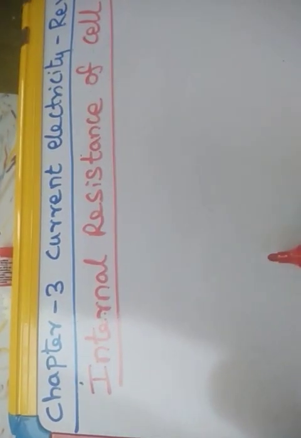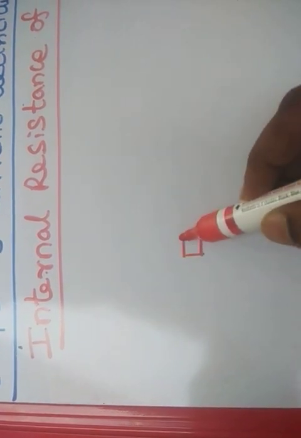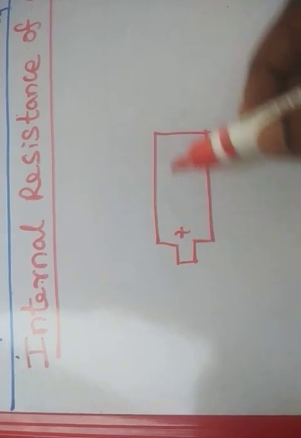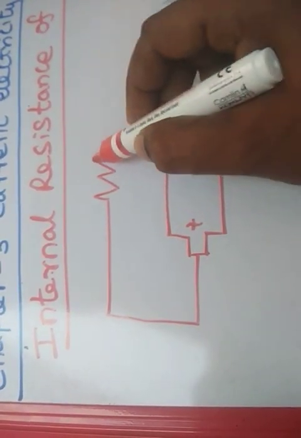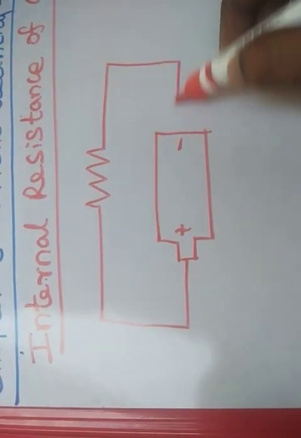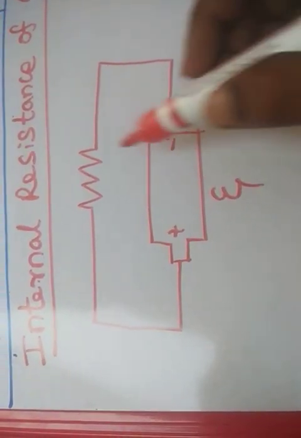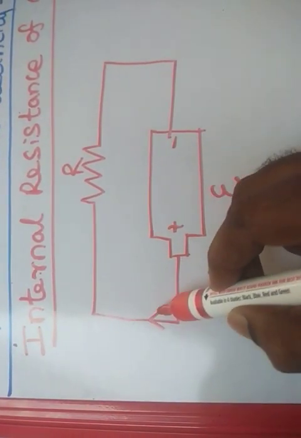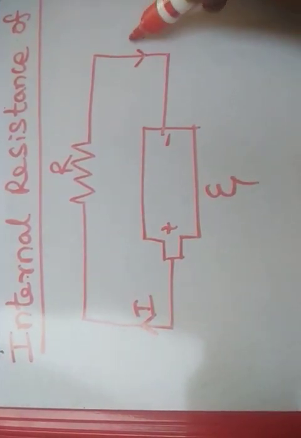Internal resistance of a cell. Whenever you take a battery, every battery has a positive and a negative terminal. When this battery is connected to the external resistor capital R, E is the EMF and R is the resistance of the external resistor. So the current I will flow from the positive terminal to the negative terminal.